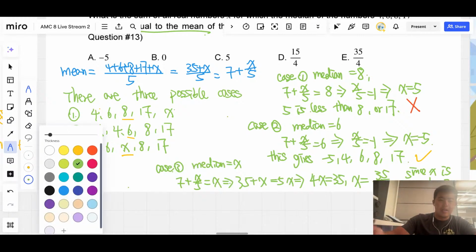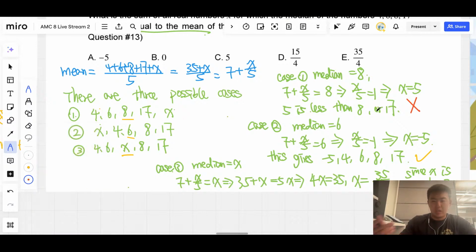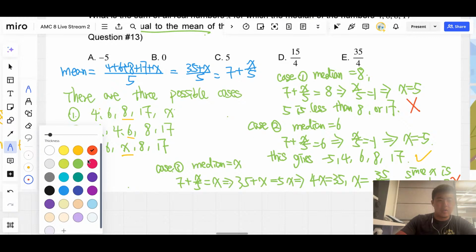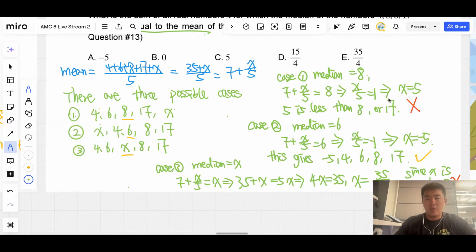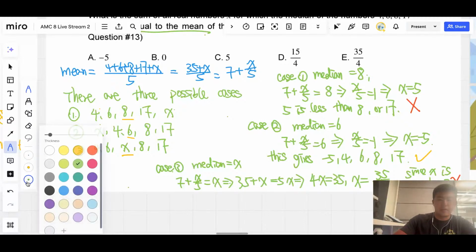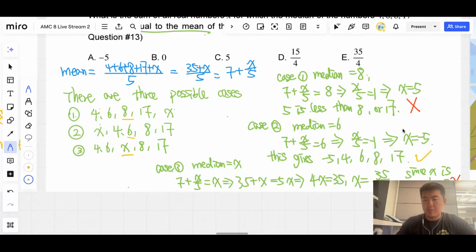If it's more than 8, then x is no longer the median, which violates our assumption. So this one's true. This one's false for sure. And now we see the only possible case is this one, which is x equals -5, right? This is the only one we put a check mark on. So this is the only possible case.